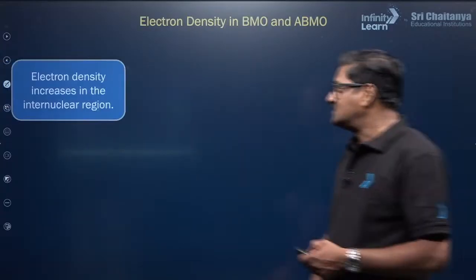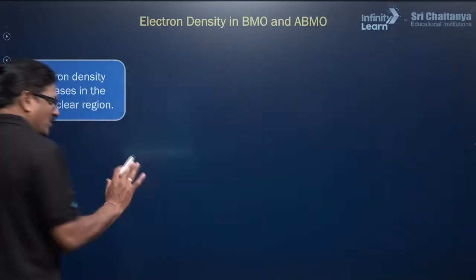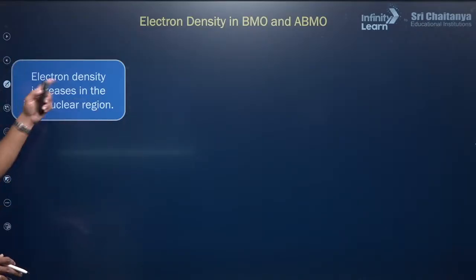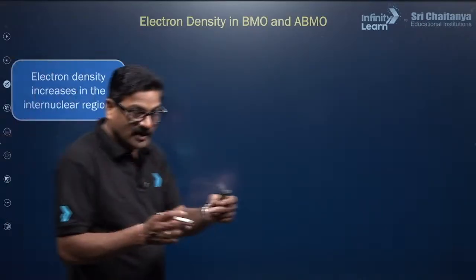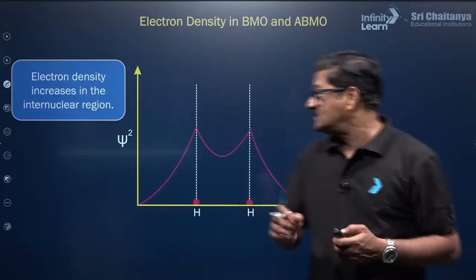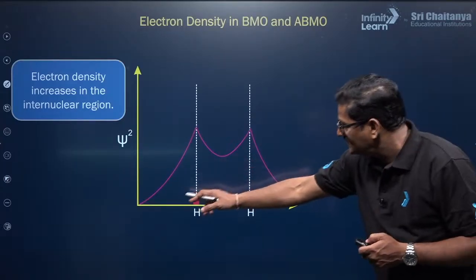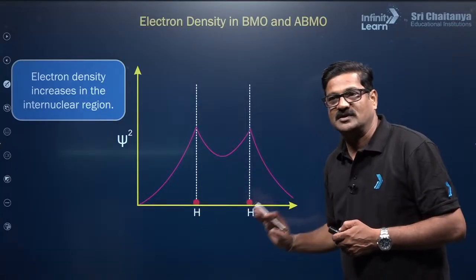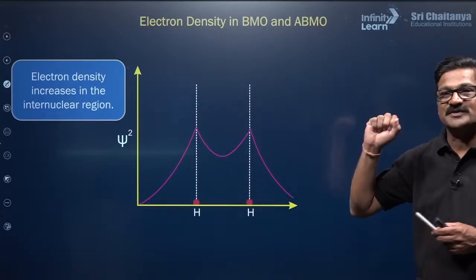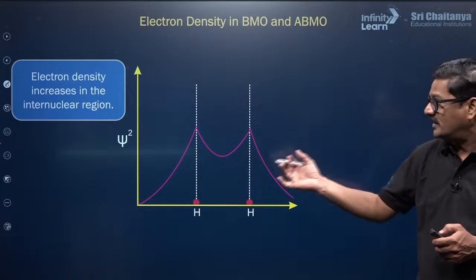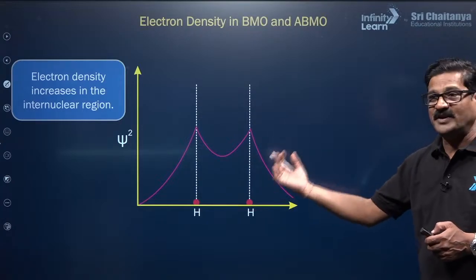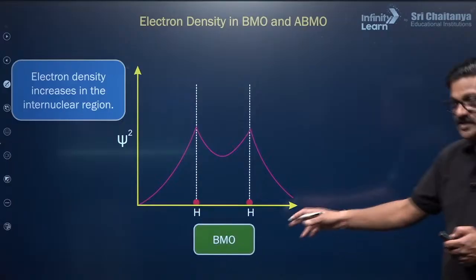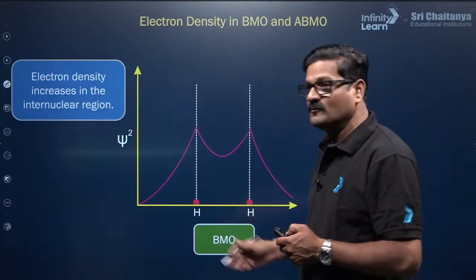And in the bonding molecular orbital, the wave amplitude is increased and electron density increases in the internuclear region. So as a result, you can see this amplitude is added, between the hydrogen atom and hydrogen atom. Graphs like this appear in the options, and you have to identify whether it is a BMO or anti-BMO. And you can see here, this graph is about BMO.